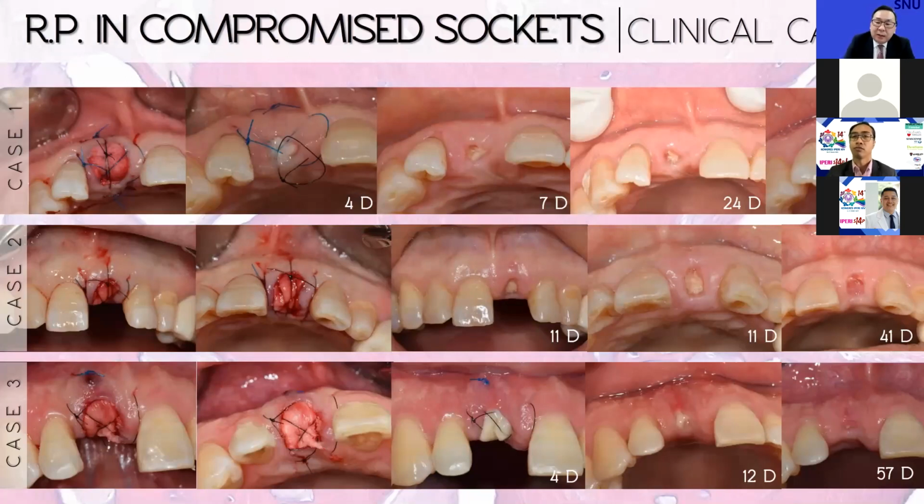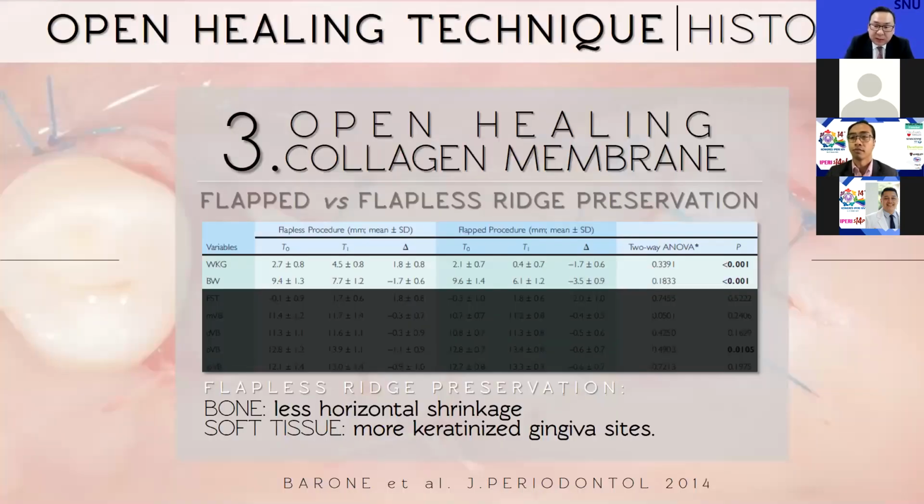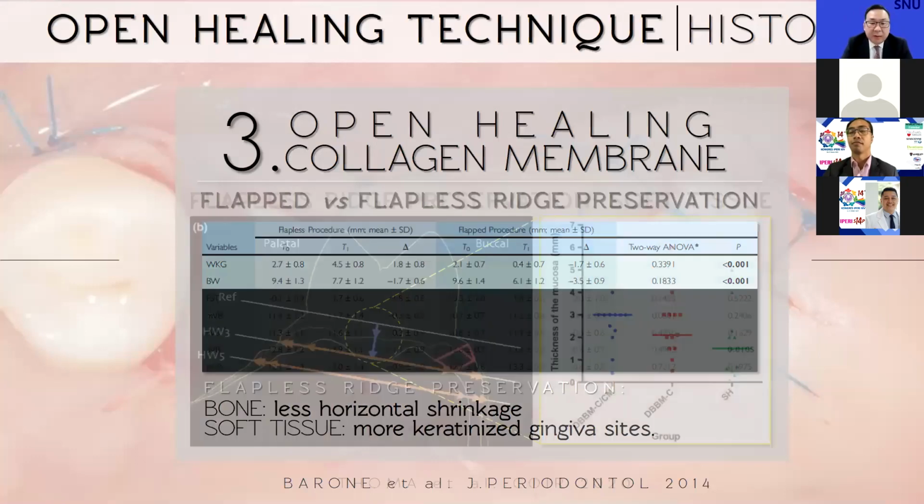And to summarize the results from this study, the flapless ridge preservation group showed less horizontal resorption and more keratinization in the study by Barone et al. So in the socket entrance where it was left for healing, we could see that in the width of keratinized gingiva and also the bone width, the flapless ridge procedure was showing much better results.